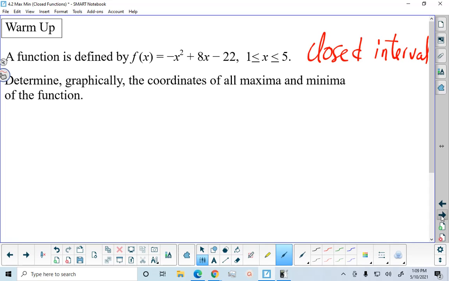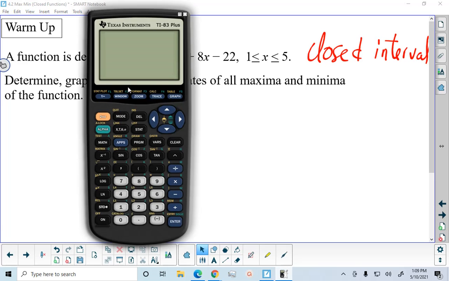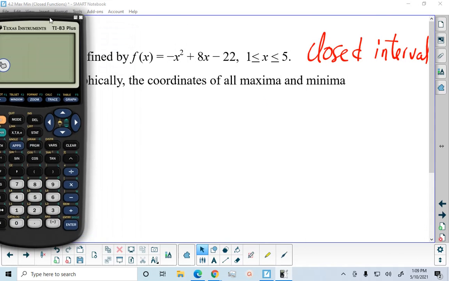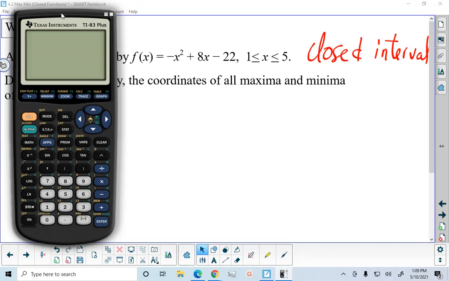In order for you to determine the maxima and minima graphically, we're just going to look at the graph of the function. So you're going to take your graphing calculator, and I've thought long and hard about this, and I think doing this on a graphing calculator is the best way to learn about what a closed interval is. So you're going to graph this function. We can enter in the function, which is negative x squared plus 8x minus 22. Now, we won't worry about looking at the graph right now. We know this is going to be a parabola.